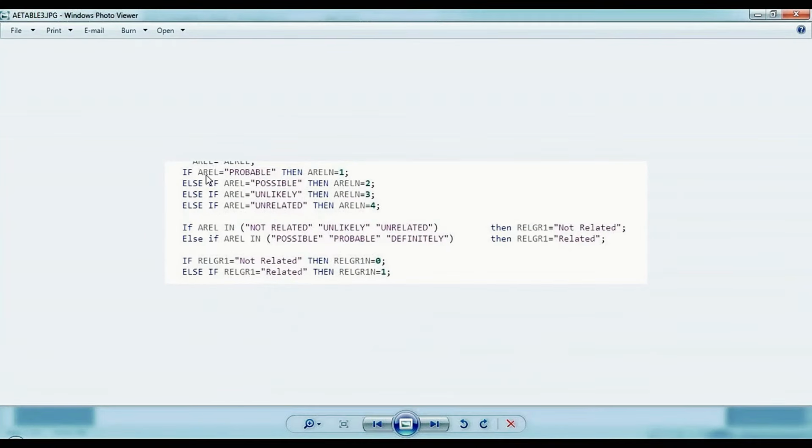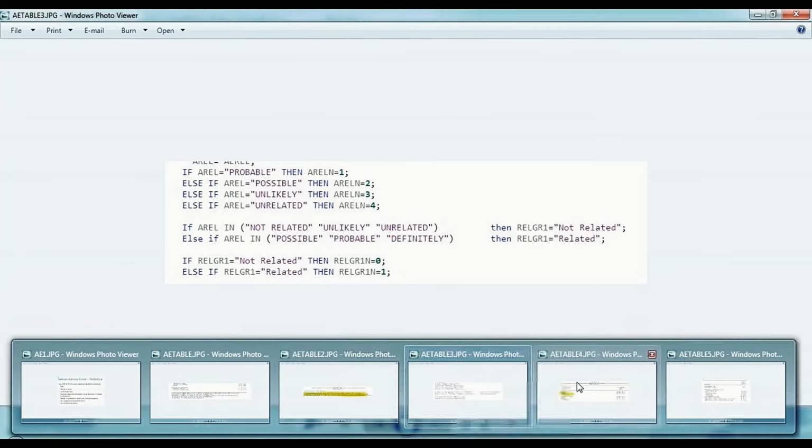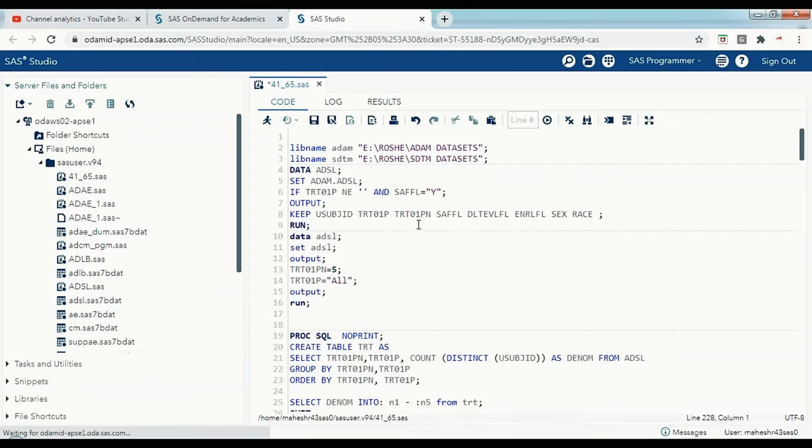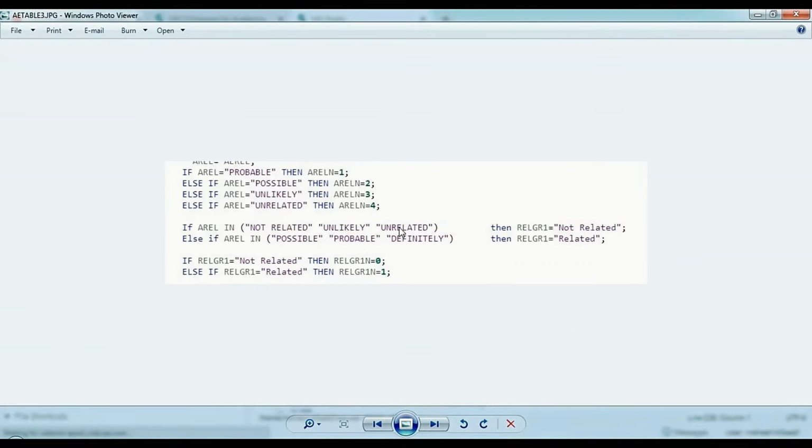We have the AREL variable present in your SDTM dataset, with values like probable, possible, unlikely, unrelated. But the table shows possible, probable, and definitely. At that time you have to see whether it is not related or related. How can we figure it out? Not related, unlikely, and unrelated come under not related. If it is possible, probable, or definitely, it is related.